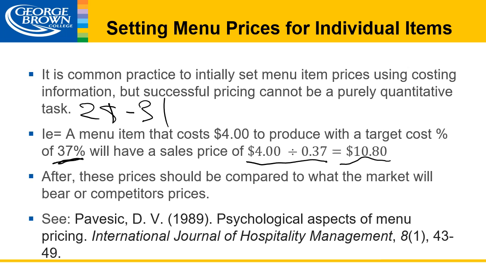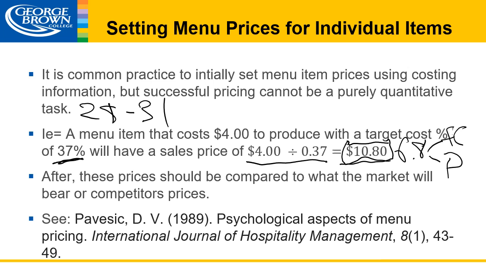So every time you sell this product, you're going to cover your variable costs. And $10.80, or sorry, the remainder: $10.80 minus $4 is $6.80. That $6.80 is going to go towards covering your fixed costs and your profit, or your organizational goal.